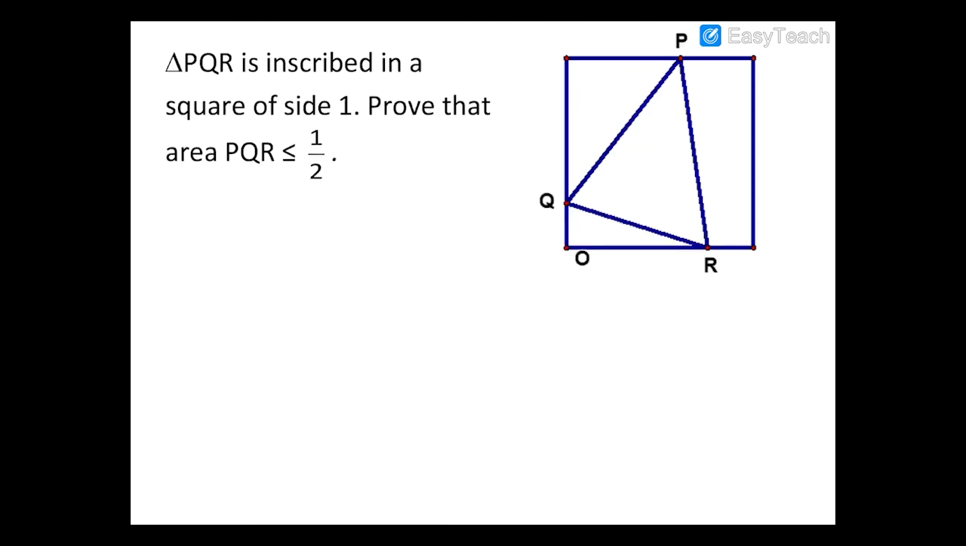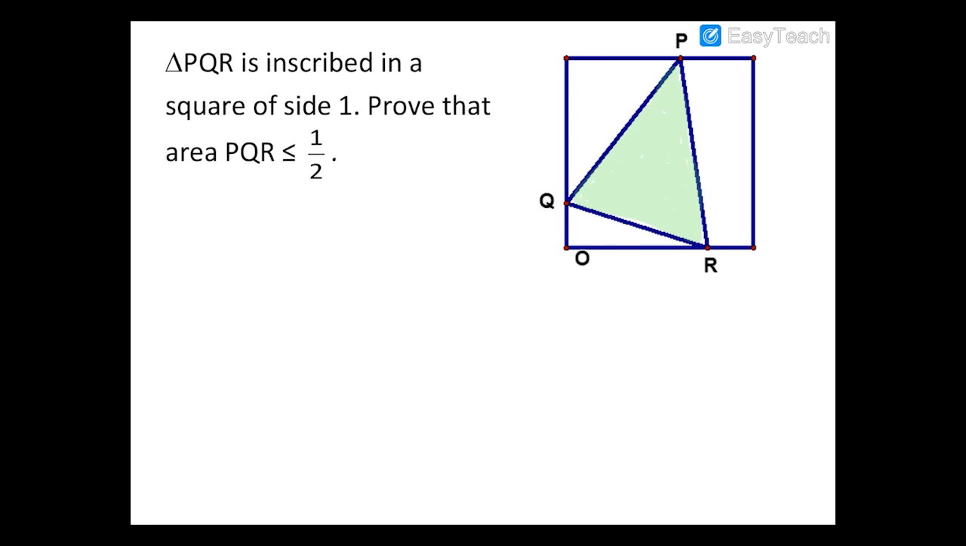This question says triangle PQR is inscribed in a square of side 1. Prove that the area of PQR is less than or equal to a half. Okay, now I'm going to shade this triangle here, and we are going to calculate the area of the unshaded part and subtract it from 1 and see what we are going to get.